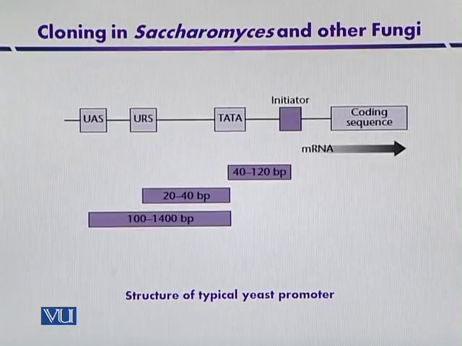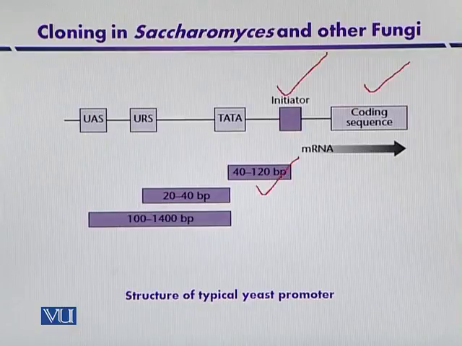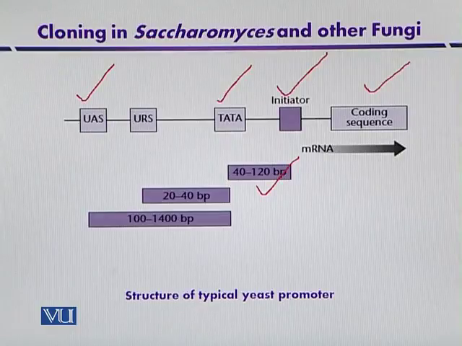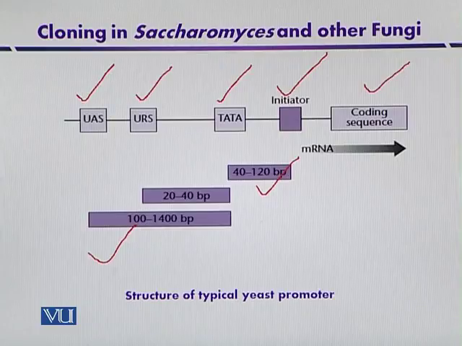So this is the coding sequence and this is the transcription initiation point, and upstream around 120 base pairs is the TATA box, and then some upstream activating sequences are there that can upregulate the expression of target or structural genes, and they may be present around 100 to 1400 base pairs upstream. And URS, that is upstream repressing sequences, are also there that may be up to 40 base pairs upstream of the transcription initiation, and they can lower the expression of these genes. So you can say that this is the typical structure of a yeast promoter.